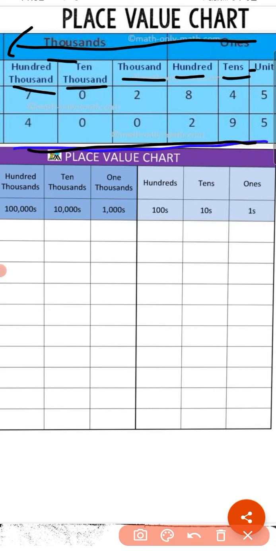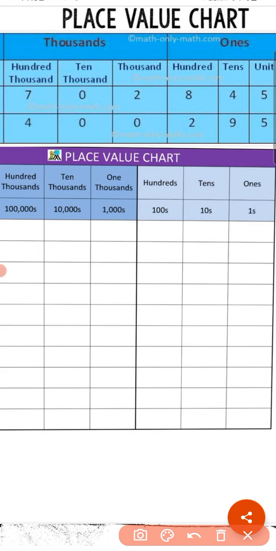So, starting from the right, first place ones, second tens, hundreds, thousand, 10,000, and sixth place is the 100,000. In a 6-digit number, the 100,000 place is the largest one and ones place is the smallest one. So, this is a place value chart showing up to 100,000.